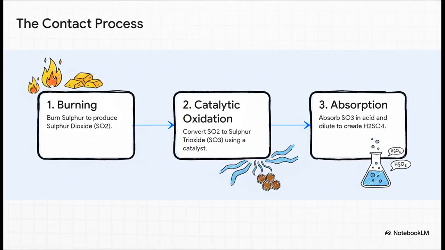And here's the game plan, the roadmap for the whole thing. It really just boils down to these three main stages. First, burning. Then, a really critical step called catalytic oxidation. And finally, absorption and dilution. Let's tackle them one by one.